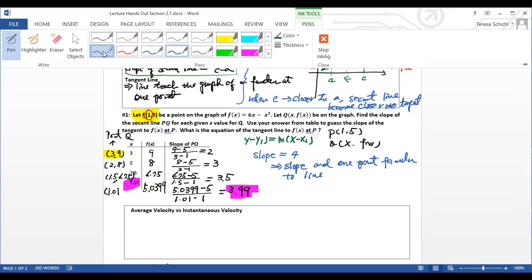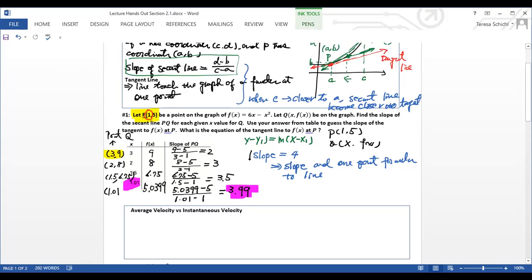And in here, since we estimate the slope is going to be equal to 4 based on this table, now I can say my tangent line at the point (1, 5) will be y minus 5 is equal to 4 times x minus 1 here, right? Okay, so if you simplify it a little bit, you can say y equals 4x plus 1 here. So that will be our tangent line.